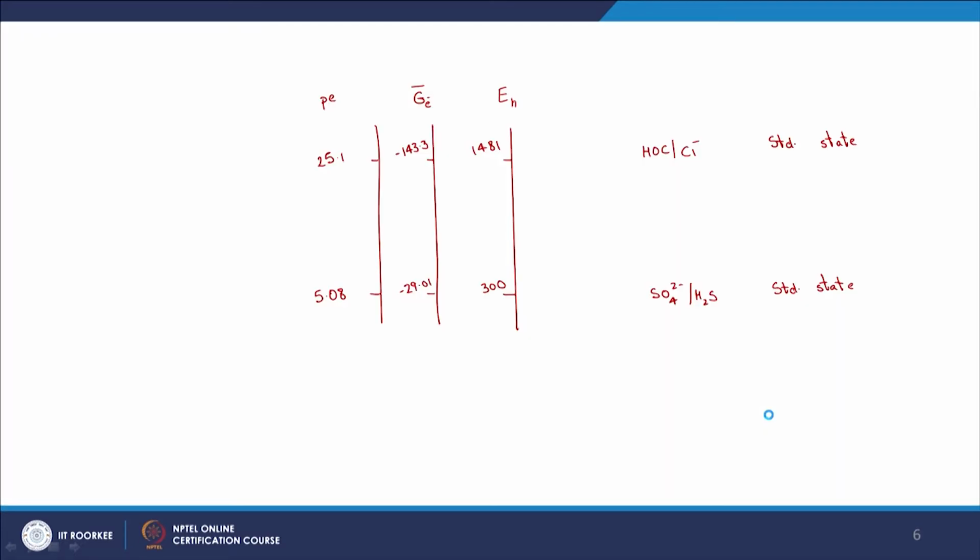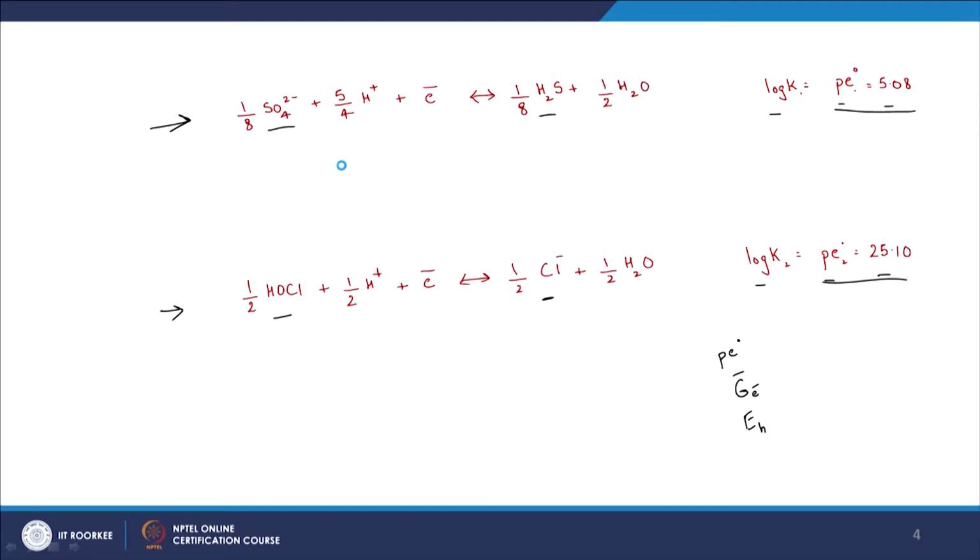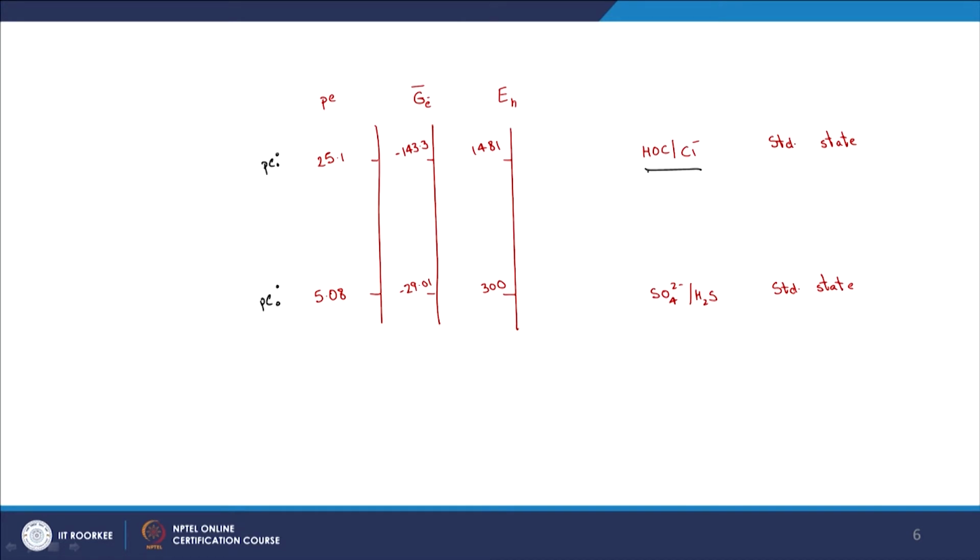So I have a graph here, and here we have HOCl and Cl minus in their standard states. These would correspond to the P naught values, and for HOCl and Cl minus it is the higher P naught value, 25.1, and for the other half reaction it was 5.08. So for the redox couple HOCl and Cl minus, the P naught value 25.1 is higher than the P naught value, 5.08, for the redox couple SO4 2- and H2S.